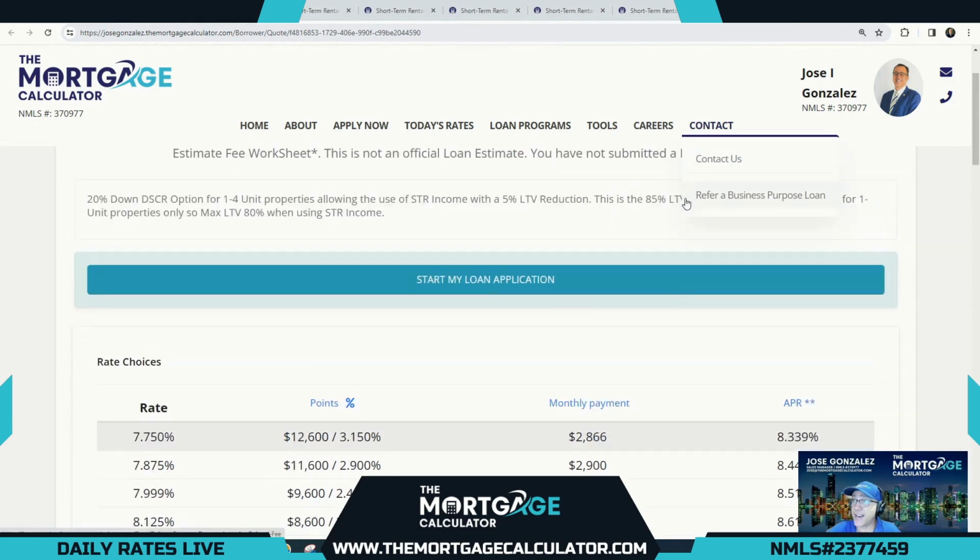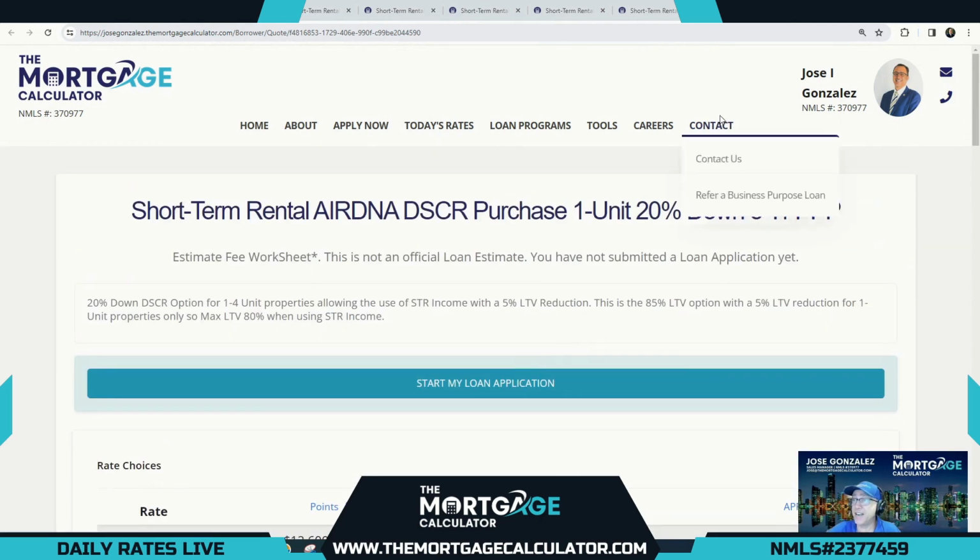So this is our AirDNA option, 80%. And by the way, this option is for one unit properties only, because the 85% LTV DSCR option for purchases is for one unit properties only. It is not applicable for 2 to 4 unit properties.